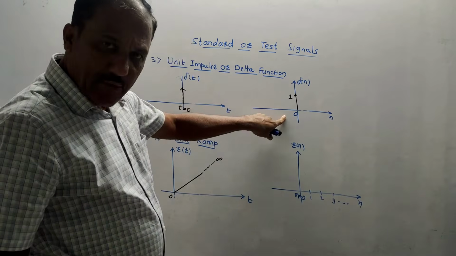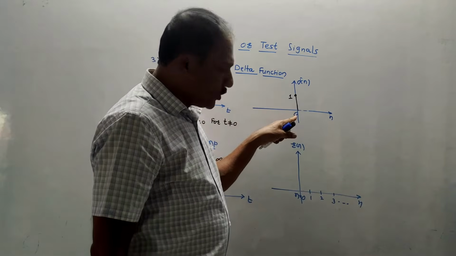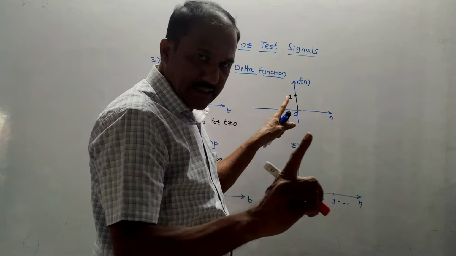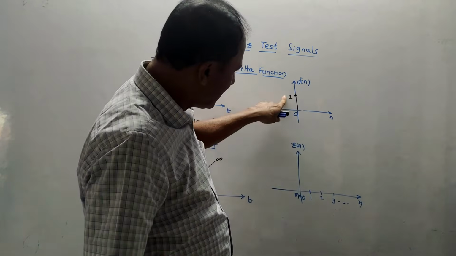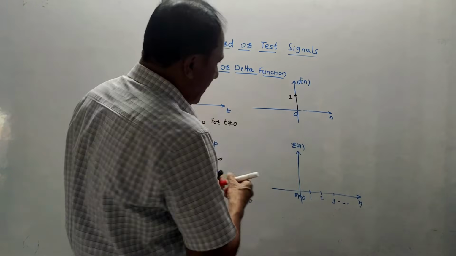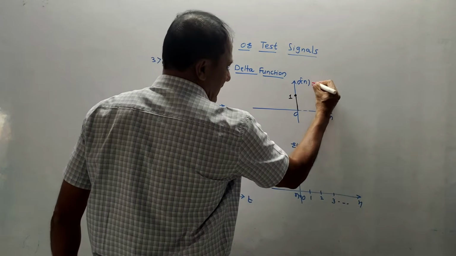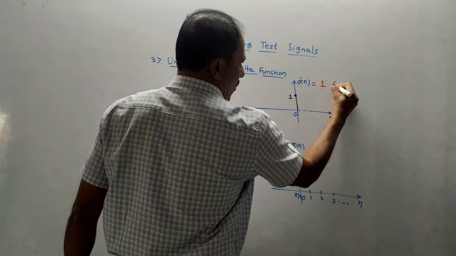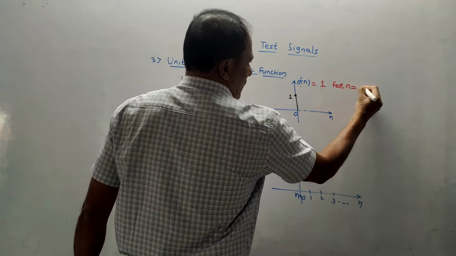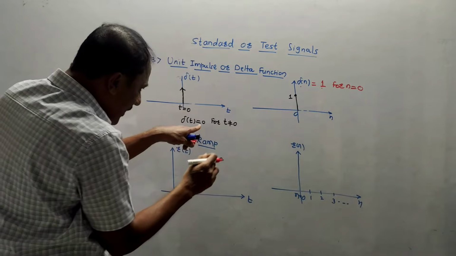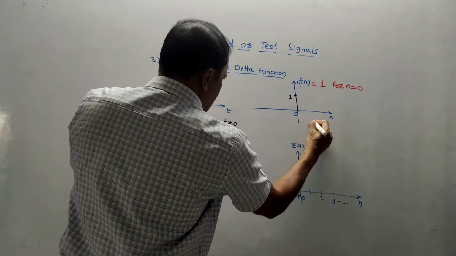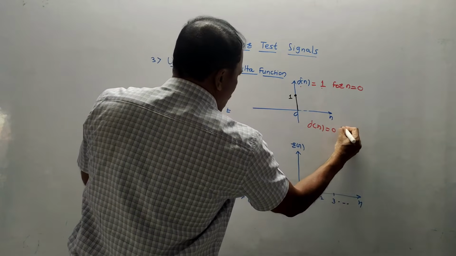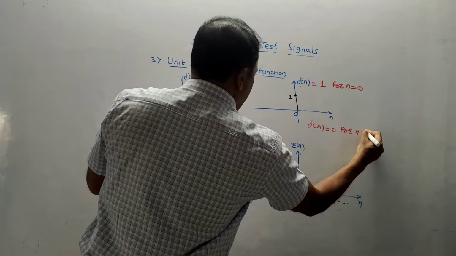Same case, same diagram I have drawn for the discrete signal. So at 0 I have shown one pulse. It is a unit impulse, that is one pulse whose amplitude is 1. If I want to write the mathematical equation for this, I can write it like this: delta n equals 1 for n equals 0. Or similar to this, you can well write delta n equals 0 for n not equal to 0.